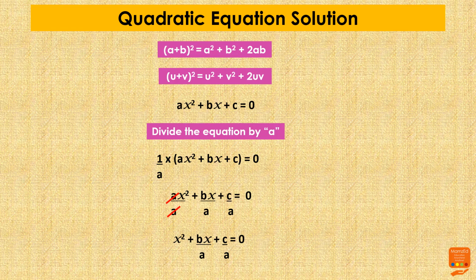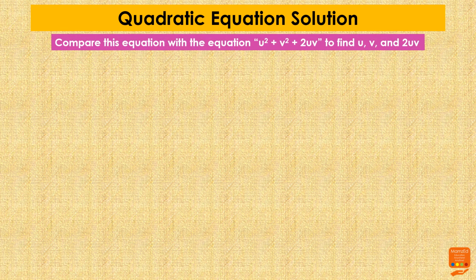And now we can compare this quadratic equation with the perfect square equation of u squared plus v squared plus 2uv. So x squared is actually u squared. And why is that? Because u is a variable and x is also a variable, and both have the power of square. So we can say that u squared is equal to x squared, which means u is equal to x. And we do not have v squared in our quadratic equation at this point.